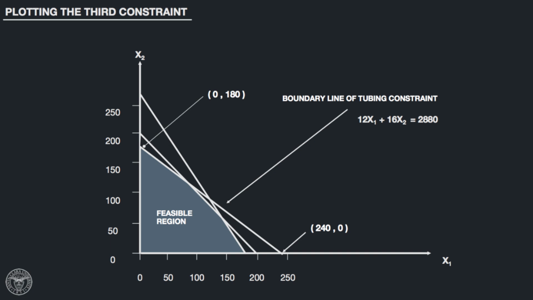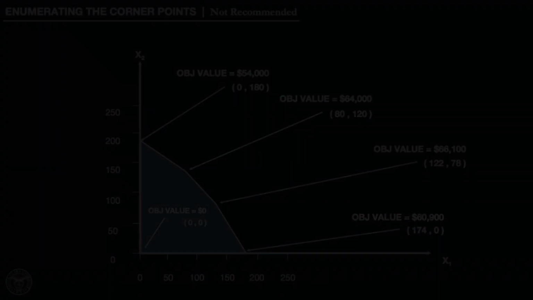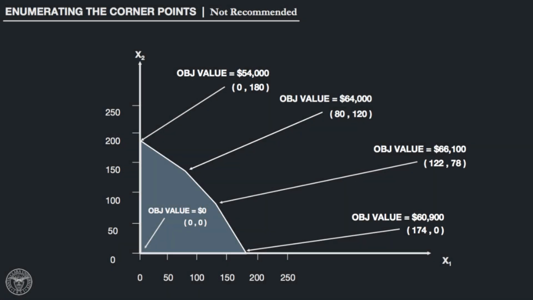Right now, we have all the 3 constraints plotted together with the 2 non-negative constraints defined by the axis of x1 and axis of x2. We have the common feasible area for the entire problem as highlighted in blue. And let's take a closer look at the entire feasible area. Right now, we have 5 corner points of the feasible area. The top one is (0, 180), then (80, 120), (122, 78), and (174, 0). We also have the (0, 0) point.